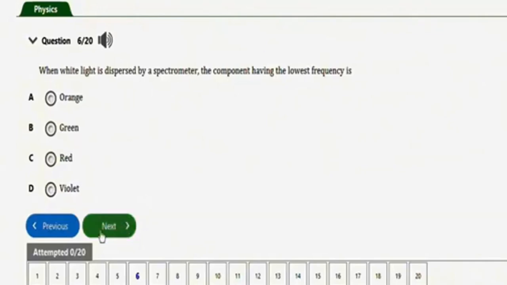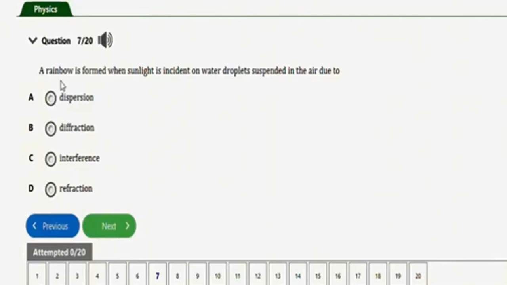Alright, next repeated question will be this one. We have a rainbow is formed when sunlight is incident on water droplets suspended in the air due to, so the correct option here is option A, dispersion. It's not diffraction, it's not interference, it's not refraction, so it's dispersion. Next question will be this one. Option A is the correct answer for this question. So next question is this one.